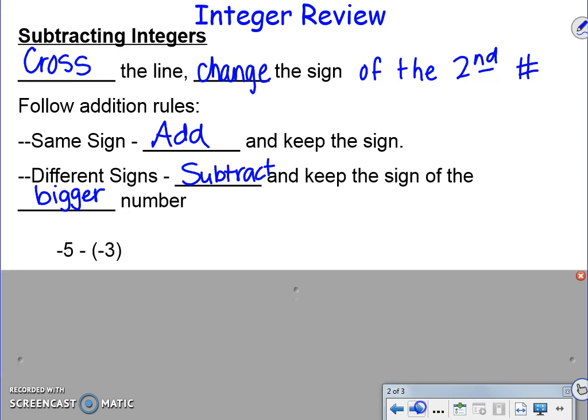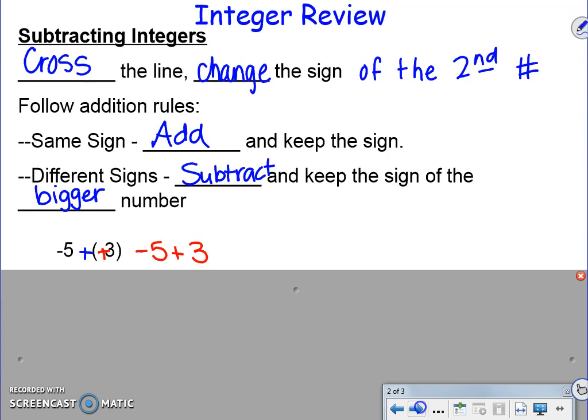So if we look at -5 minus a -3. If I cross the line, I'm going to change that subtraction to addition. And then I need to change the sign of the second number. So instead of a -3, it's going to change to a positive. Now I could rewrite that as -5 plus 3, if you like it written a little bit more simple.